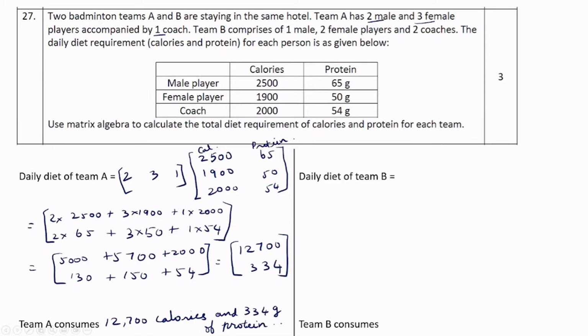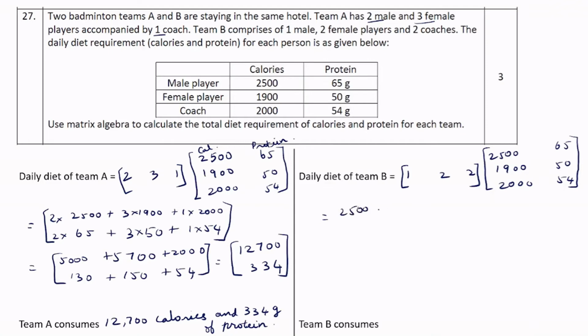Now moving on to the daily diet of team B. Team B comprises 1 male, 2 female players and 2 coaches. So we have the row matrix 1, 2, 2 and then we have the matrix for the diet requirement: 2500, 1900, 2000, 65, 50, 54. Again we have to multiply these two to get the answer.